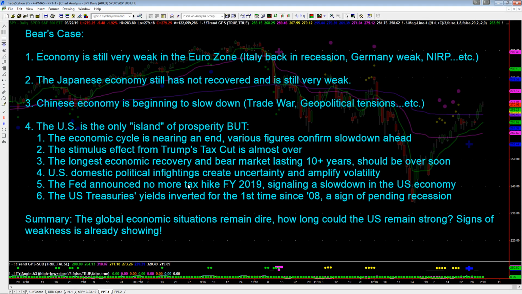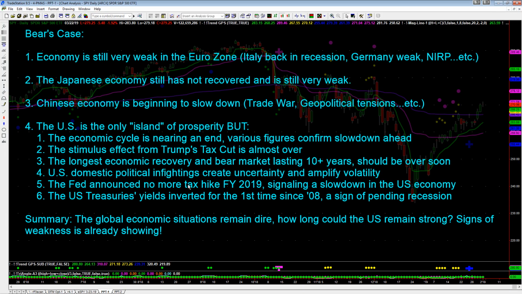So that cannot be good news for economic growth in general. And also possibly signaling a pending slowdown in the US economy. Now, number 6, this is the news that just came out last Friday. The US Treasury yield curve inverted for the first time since October 2008, for the first time in 10 years. And that's generally interpreted as a sign of a pending recession.